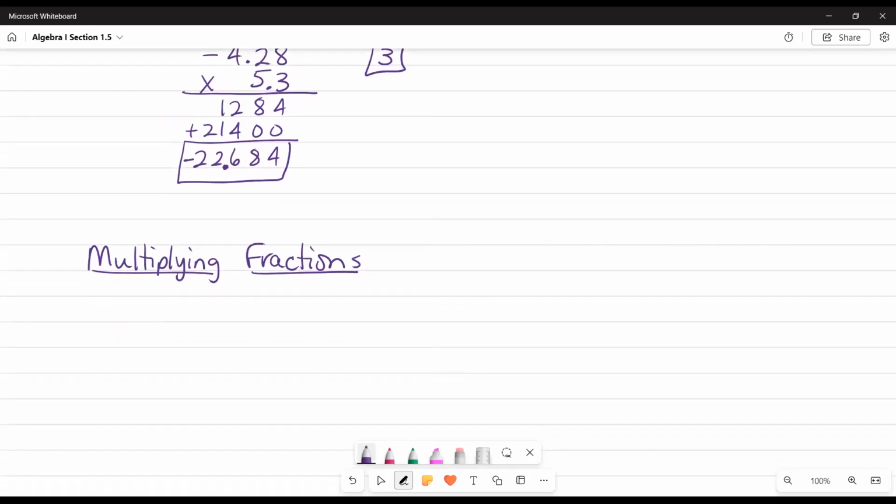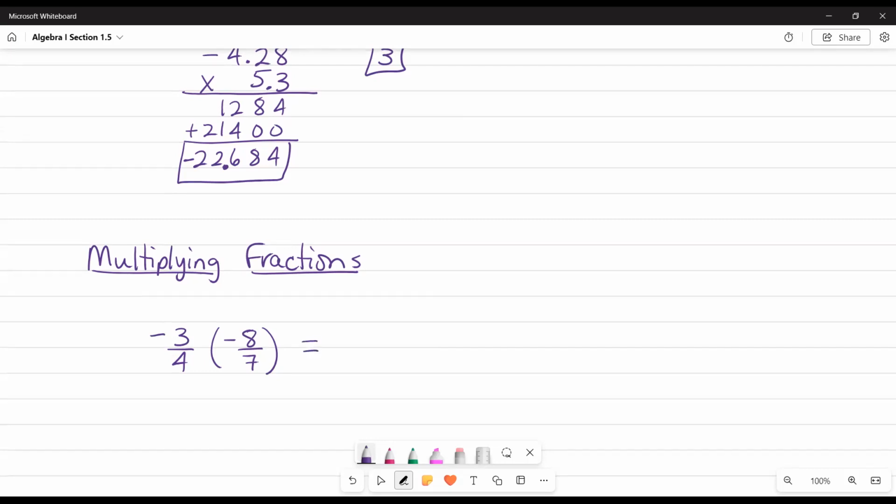Okay, multiplying fractions. Negative 3/4 times negative, I'm going to say 8/7. First off, is our answer negative or positive? It's positive because we have how many negative signs? Two, which is an even number. So this is going to be positive. So we would ignore those negatives.